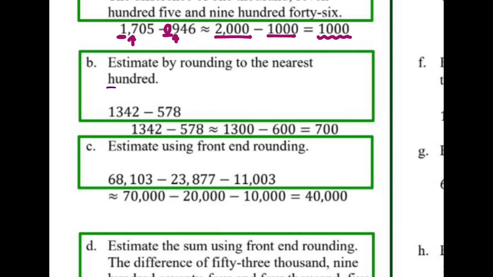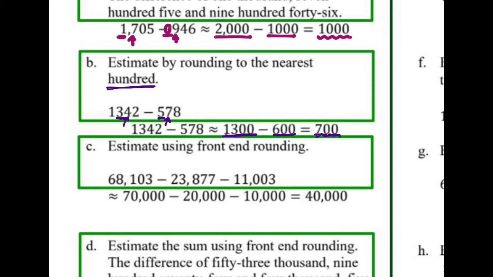Estimate by rounding to the nearest hundred. Okay, so the number in the hundreds place is right there. Okay, so the 4 means we're going to leave the 3 alone, so it becomes 1300. The 7 means we're going to raise the 5 up to a 6, so there's 700. And now 1300 minus 600 equals 700. So that's their answer.